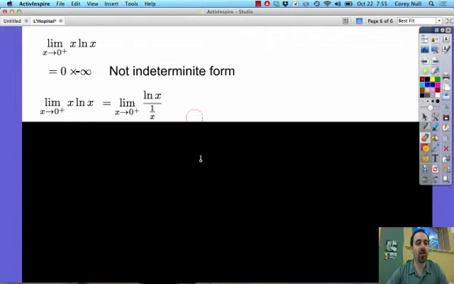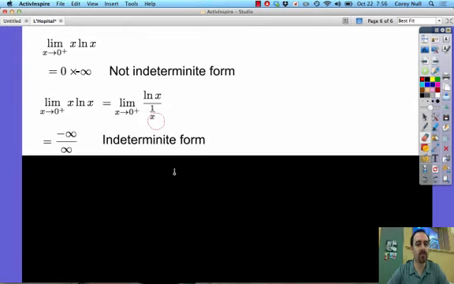Now, if I look at what happens to ln of x as x goes to 0, well, it goes to negative infinity. If I look at what happens here, as x goes to 0 from the right, we go to positive infinity. And infinity over infinity, or any version of infinity over infinity, is an indeterminate form. Now I have it in an indeterminate form. So now I'm going to take the limit of this.